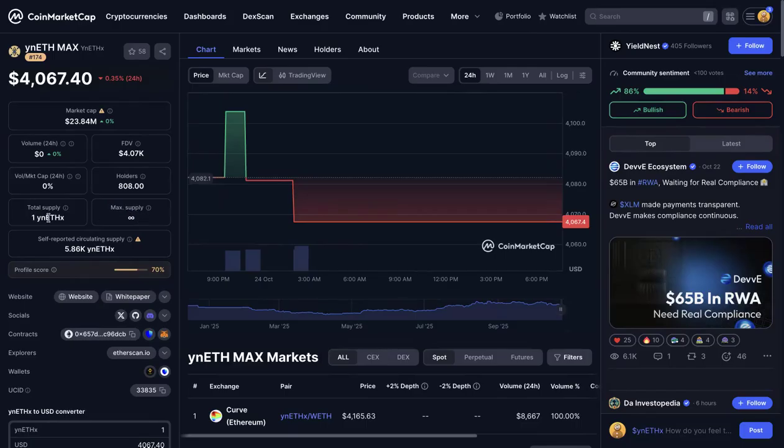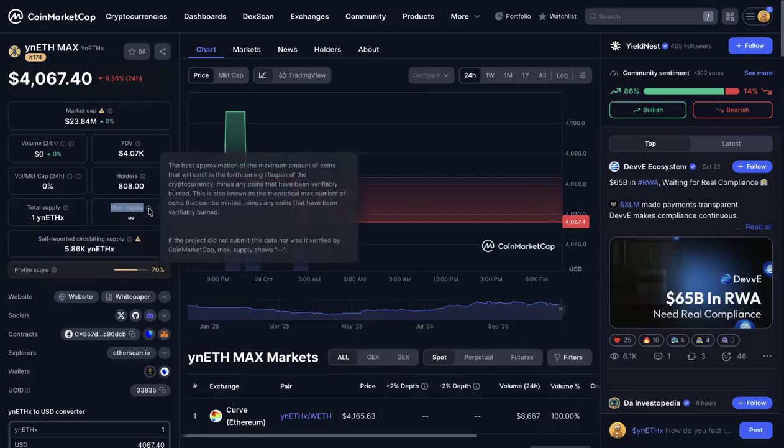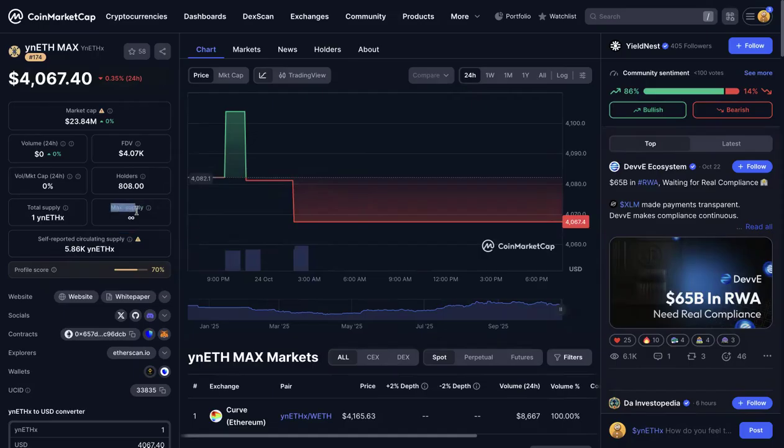Total supply, 1. YNXF, self-reported circulating supply. Whenever you see a coin having this thing, self-reported circulating supply, it means this circulating supply has been self-reported by the people who made the token, but it has not been verified by CoinMarketCap. It is giving you this information, but telling you, I have not verified it. It's from the owners of this token. I do not know their max supply, meaning these guys can print coins anytime. So which means this coin may not be good at being deflationary. You get the point.